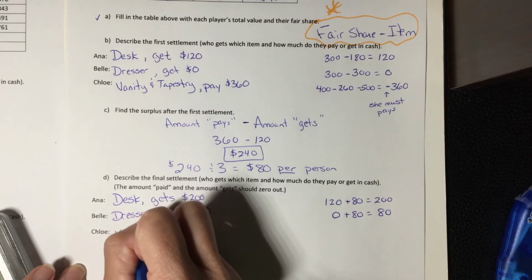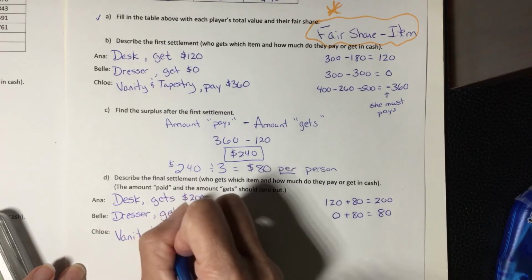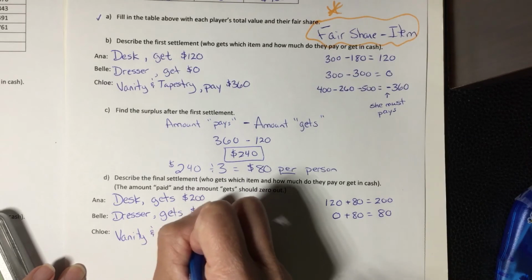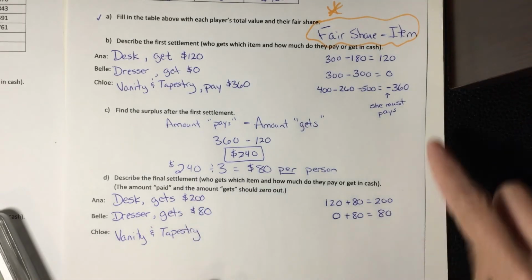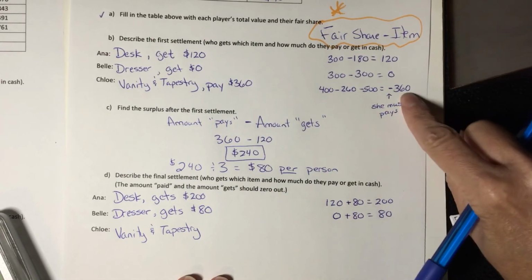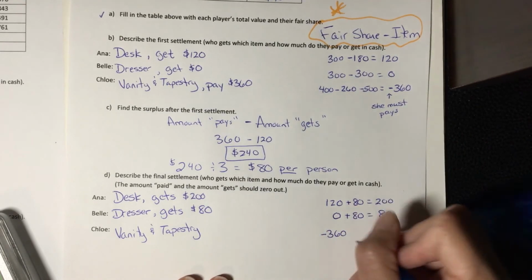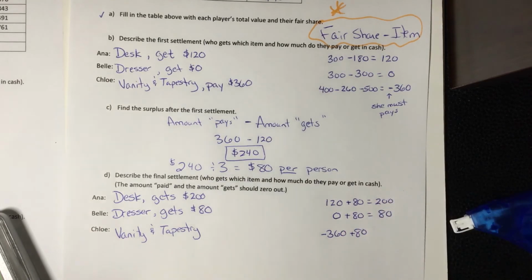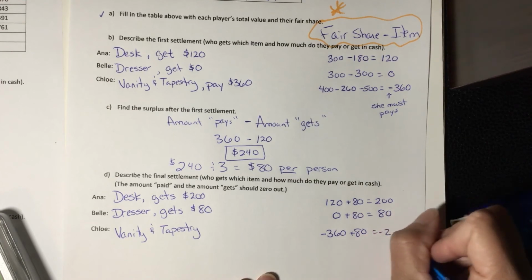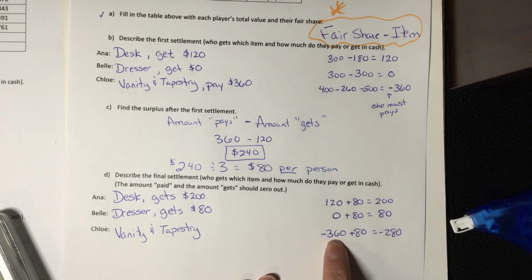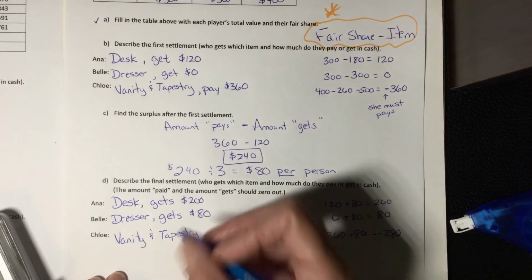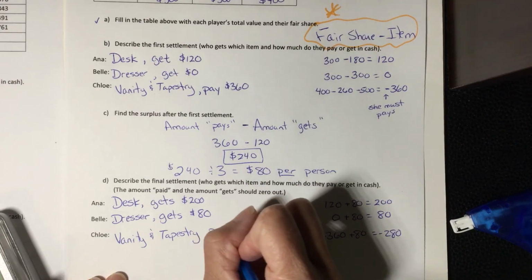Then we had Chloe. She got the vanity and the tapestry. Hers is the trickiest because she paid in the first part. So take this number from up here. She paid $360, so she started out in the hole, negative $360. We're going to give her $80 back. So negative $360 plus 80 comes out negative $280. Think about it as she handed over $360 and then somebody gave her $80 back. So altogether she paid $280.